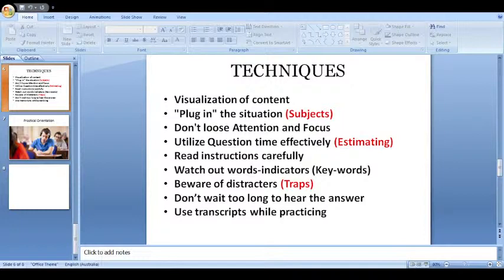Okay, so now we will be having a practical orientation, like I will be opening up a test here and I will share how we can solve that test or how we can implement these techniques that I have told you while attempting our test. Okay.